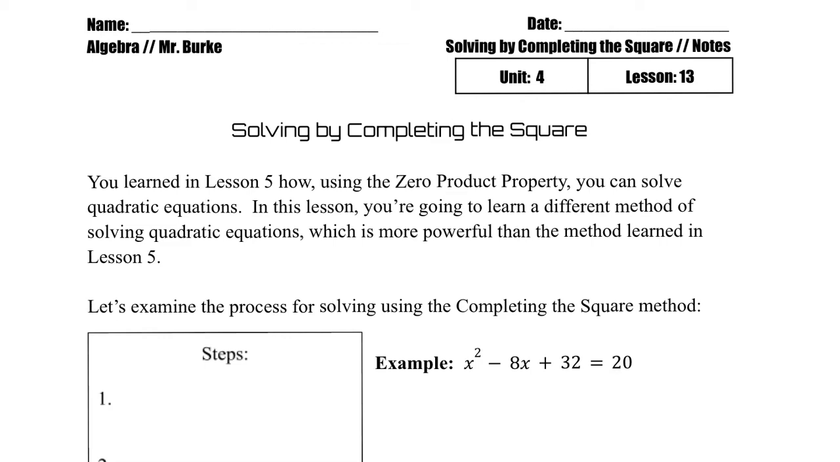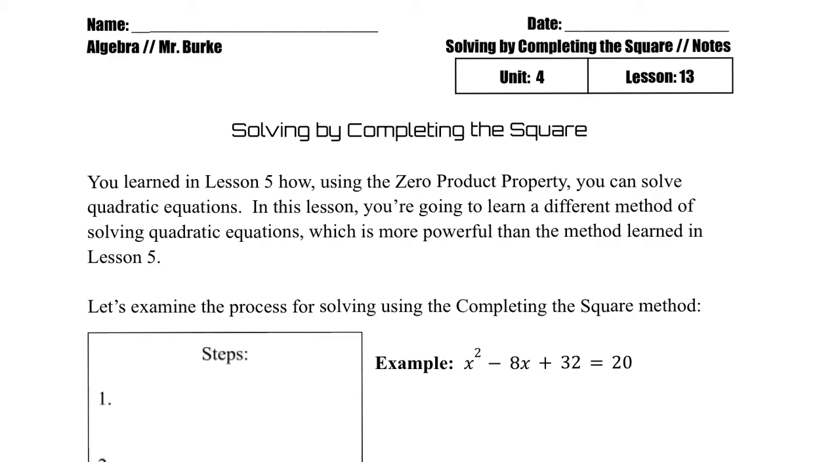All right, so back in lesson 5, we learned how to use the zero product property to solve quadratic equations. Remember that solving means find the values of x that make the equation true. Well, over the next couple of lessons, you're actually going to learn 2 additional ways to solve quadratic equations that don't involve factoring. There's actually 2 other methods that allow us to solve, but don't require that you factor.